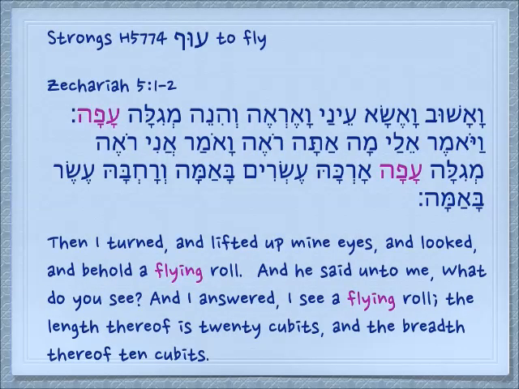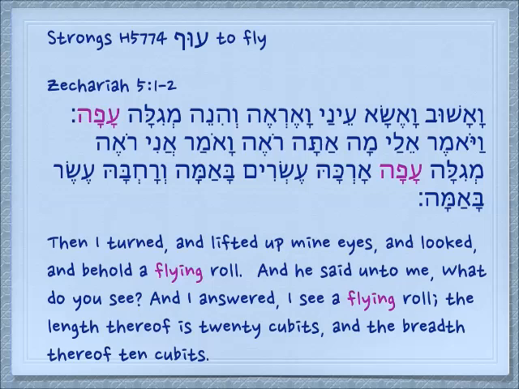The verb uf, aleph, ayin vav pay, means to fly. And one place where we're going to see it overlap with the aleph pei hey is here in Zechariah 5:1-2, where it says, I turned and lifted up my eyes and looked, and behold, a flying roll. It says in Hebrew, Megillah Afa.